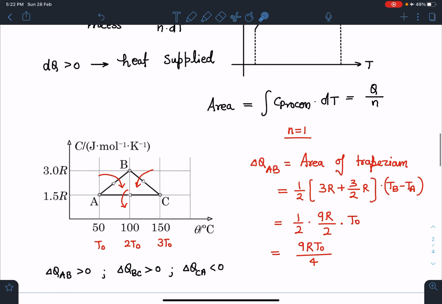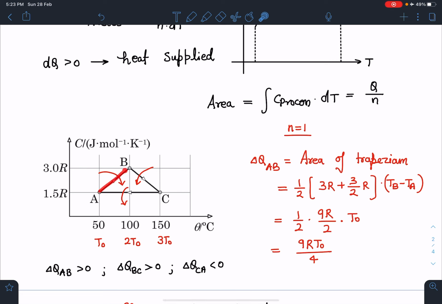So here you can see in this part C dT product is positive. In this part also C dT is positive, and in this part C is positive but temperature is decreasing, so dT is negative. A to B temperature is increasing, B to C temperature is increasing, so dT is positive. So we can say from A to B heat is supplied to the gas, B to C heat is supplied to the gas, C to A heat is rejected by the gas. So it's a very simple problem now.